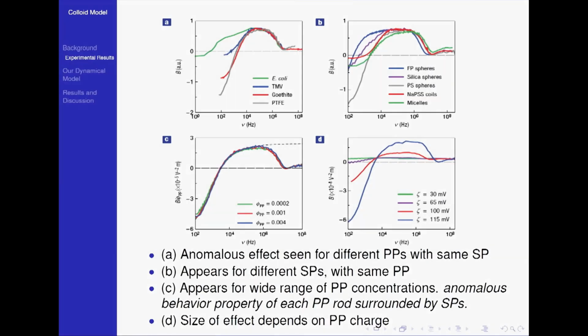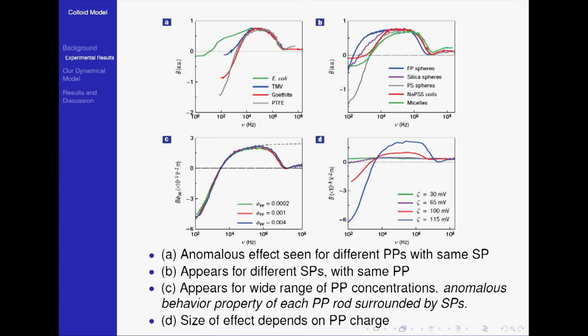Now, using this measure, now that we understand how to interpret it, they did several things. So let's take a look at A first. So this is one where they kept the round colloids, the small ones, the same, but they used a variety, 4 different types of rod. And you can see for each one, it doesn't matter which one it is. Notice that the first one, the green one, is E. coli.